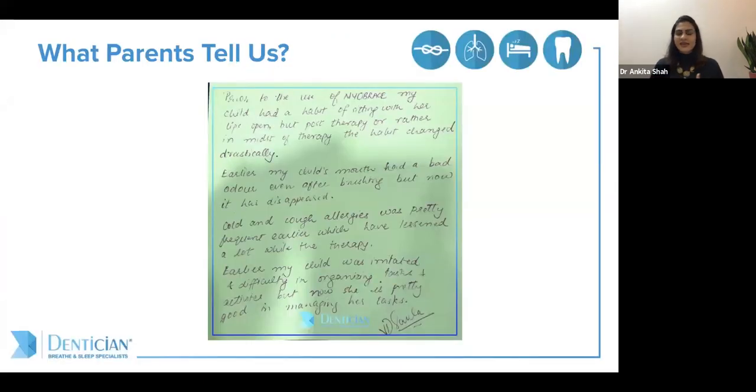Now, let's see some cases over here. This was a child who had mouth breathing, and we performed myofunctional therapy. We used a prefabricated myofunctional appliance here. And look at what this parent has to tell us, that the cold and cough allergies completely disappeared. This child used to get very irritated and had difficulty organizing tasks. That was completely improved. Her oral hygiene improved, halitosis improved. So overall, all the aspects of SDB had improved for this child.